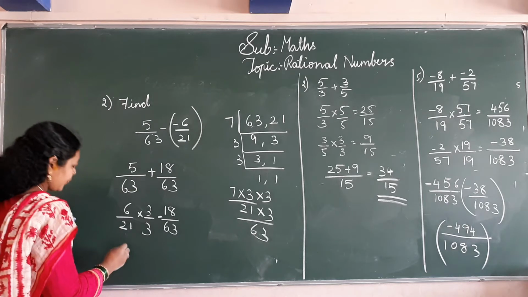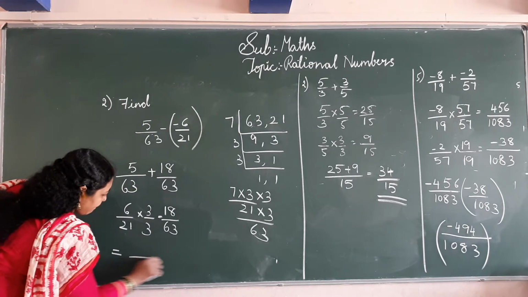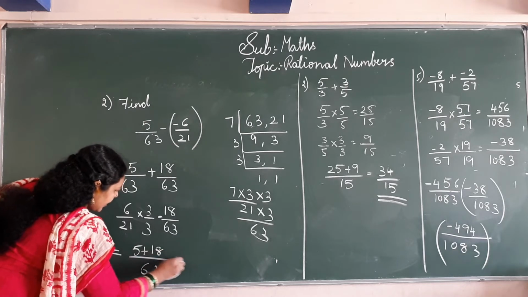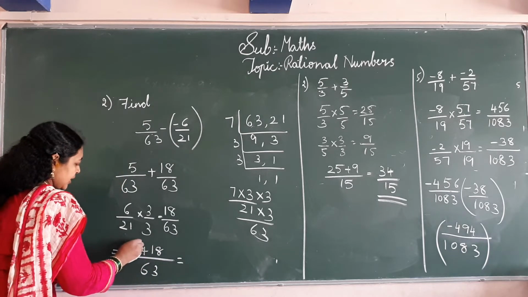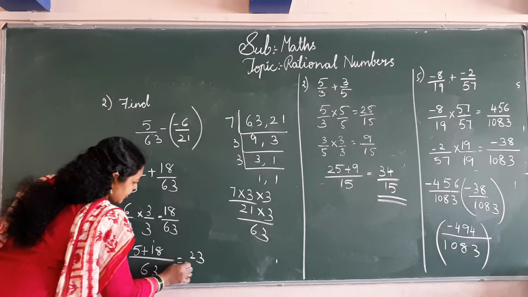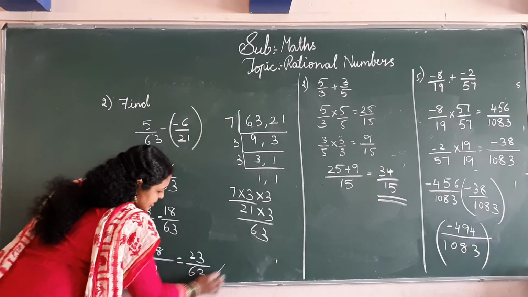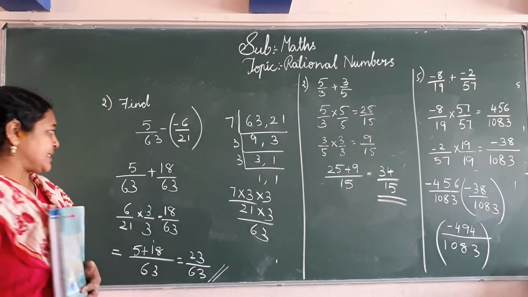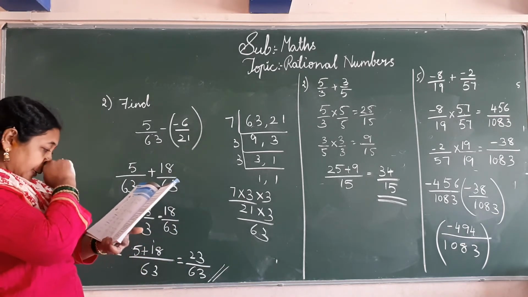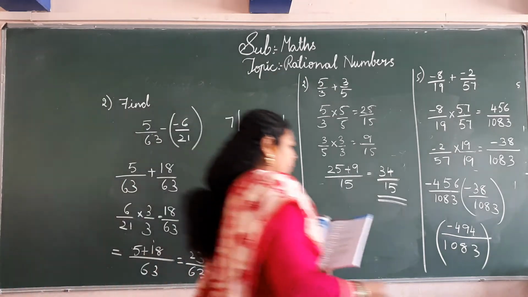Okay, now 63 is common. 5 plus 18: 8, 9, 10, 11, 12, 13. 3, 1 carry. That is 23 by 63 is the answer. Is it clear? Do you want me to do one more sum? Okay, I will do the fifth sum for you.